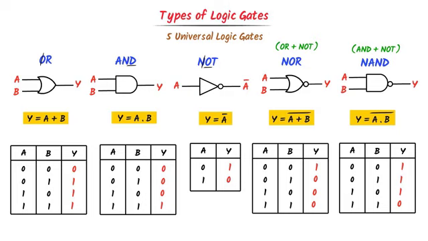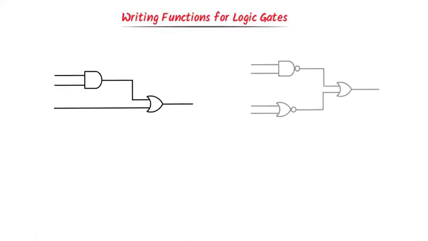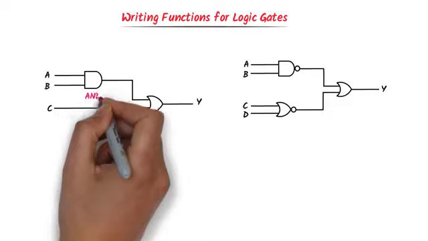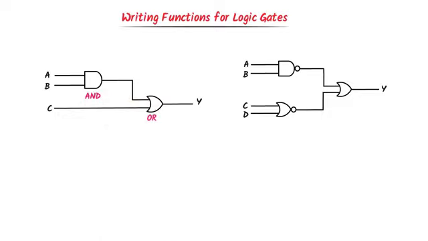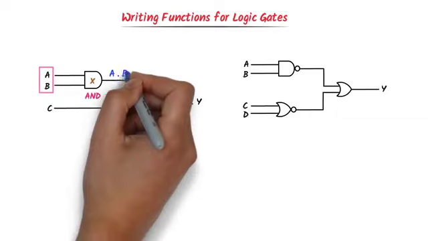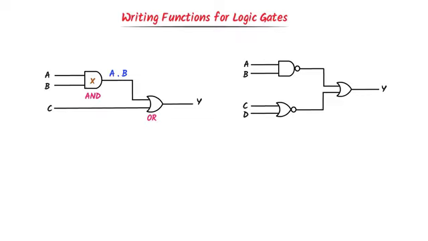Now let me teach you how to write function for any logic gate. Well, consider these two systems. Firstly, I always spot the type of logic gate. For example, in the first system, this is AND gate, this is OR gate. Now two inputs A, B are given to AND gate. We know that AND gate will multiply the inputs. So we get A dot B as an output.